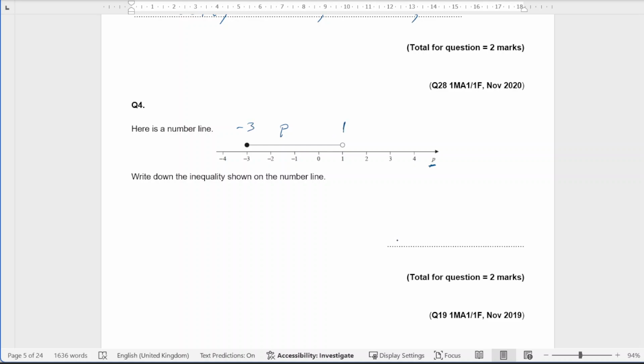But then we need to decide on our inequality symbols. So P can be equal to minus 3. So P is greater than or equal to minus 3, but less than 1. That would be my full answer. Just looking to see whether X was acceptable. Yeah, if you've got X instead of P, that would be absolutely fine. You wouldn't lose a mark for that. I only spotted it looking at the question again.